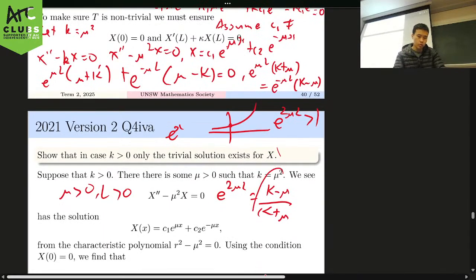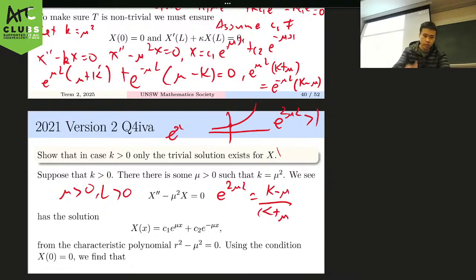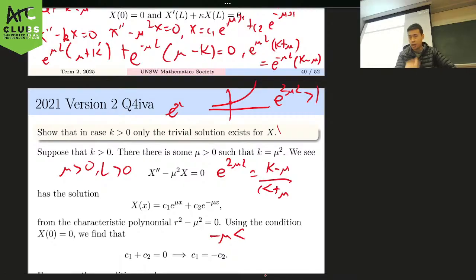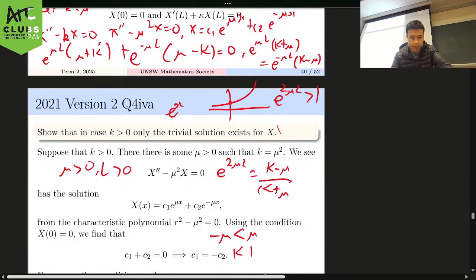But what can we do with this side? So this side, I'm going to say a really obvious fact. I'm going to be working backwards. Negative mu is less than mu, because mu is positive, so it's definitely greater than its negative counterpart. Now what I can do is add a kappa to both sides.